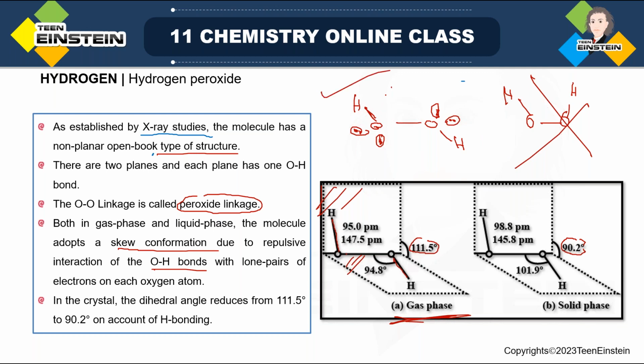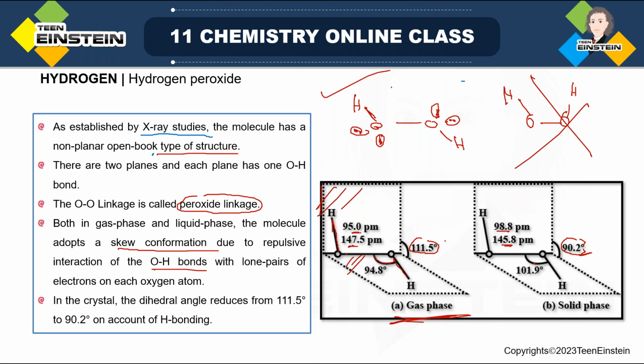So both in gas phase and liquid phase, you can find some similarity, though there is some difference in the lengths. As you can see here, it is 95 pm, that is this OH bond, and this OO linkage is 147 pm, but when it is in solid phase, it is slightly different, right? And also this angle OOH is 94° here, and in this case this angle is slightly reduced, and also this angle is slightly increased. So these are the little differences between the structure, whether it is in gas phase or solid phase. So the common point is the molecule adopts a skew conformation.